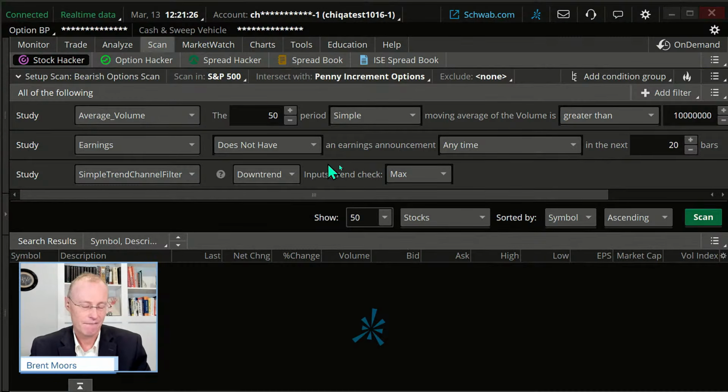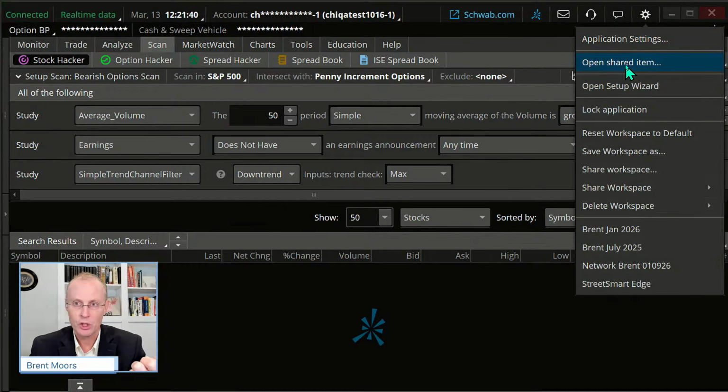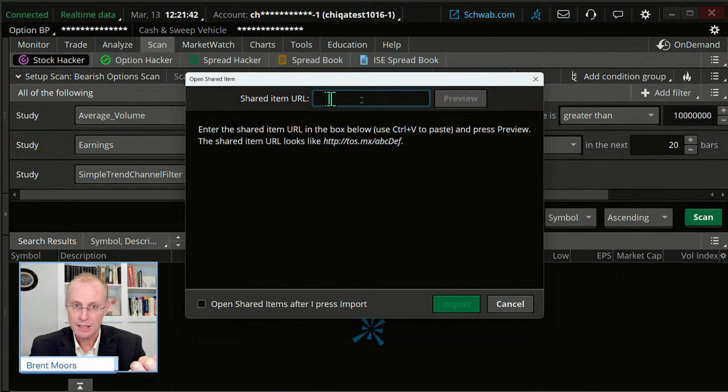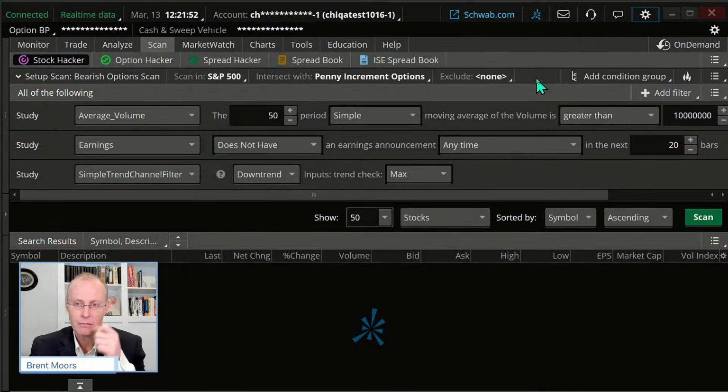But here's the thing. Remember, I said we want simple. That wasn't too hard, was it? In fact, it's even easier if you just take the link I gave you. You go up to the gear and click on Open Shared Item. Copy and paste that link in there. Click on Preview. It probably gives you a chance to name it. Name it whatever you want, and then click on Import. And then you've got a scan that's imported.